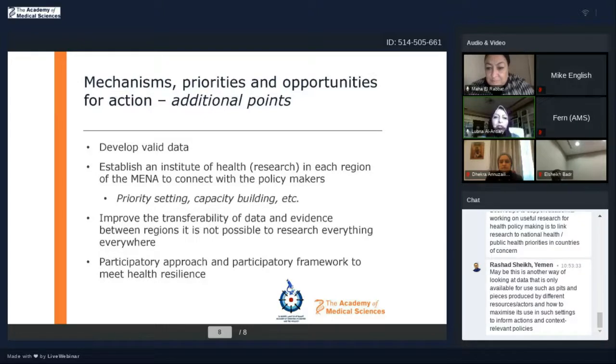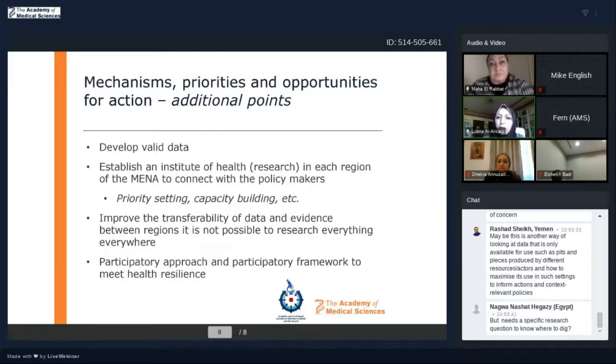We're not all alike. We share a lot in common despite the diversity among us and the differences, but at the end, there are more commonalities than differences. So it's not possible to come up with research done in each and every country, but we can share our results.